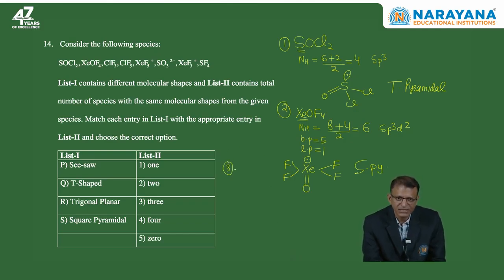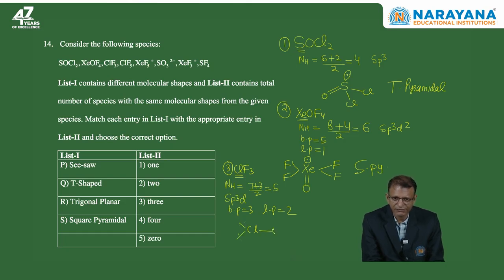The third compound is ClF3. In case of ClF3, the central atom is chlorine. If we try to find the number of hybrid orbitals, 7 plus 3 divided by 2, that is 5. So the hybridization will be sp3d. The surrounding atoms, meaning the bond pairs, are equal to 3 and the lone pairs are equal to 2, and whenever we have to place the lone pairs in trigonal bipyramidal geometry, first we place them in the equatorial position. So from here we get that it has a T shape. So the ClF3 molecule has a T shape.